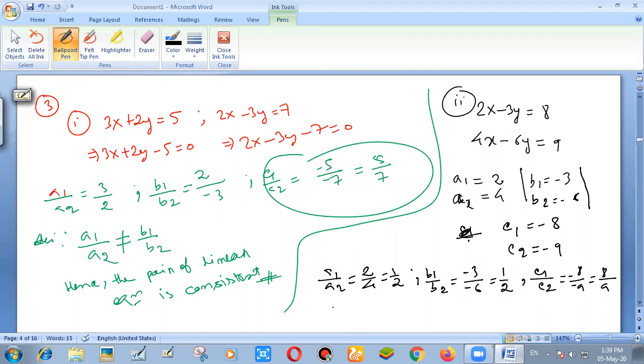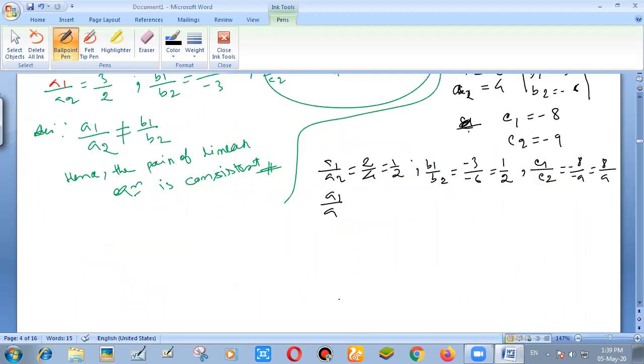That means what is the condition? a1 by a2 is equal to b1 by b2, but does not equal c1 by c2. These are parallel lines, yes or no? So if two lines are parallel, then they do not have any solution. So you have to write down here, hence, is it consistent or inconsistent? It is inconsistent. Yes, good.